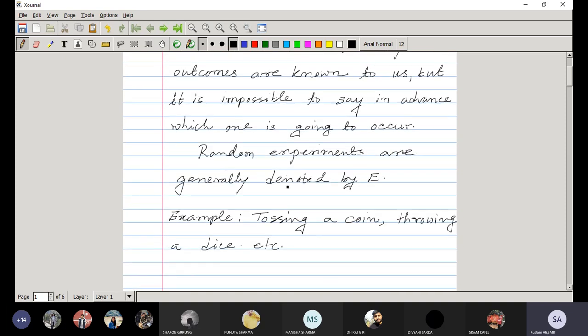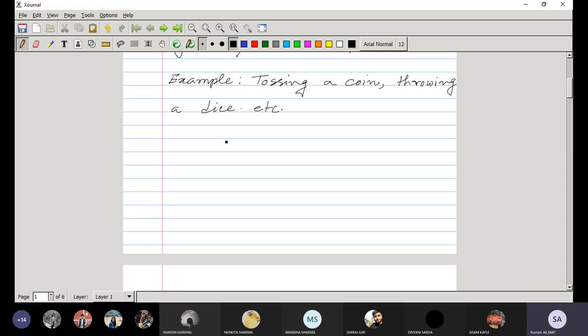Next, we'll define events. Before going to events, let us define sample space. So what is sample space? The set of all possible outcomes of a random experiment is known as the sample space of the random experiment.